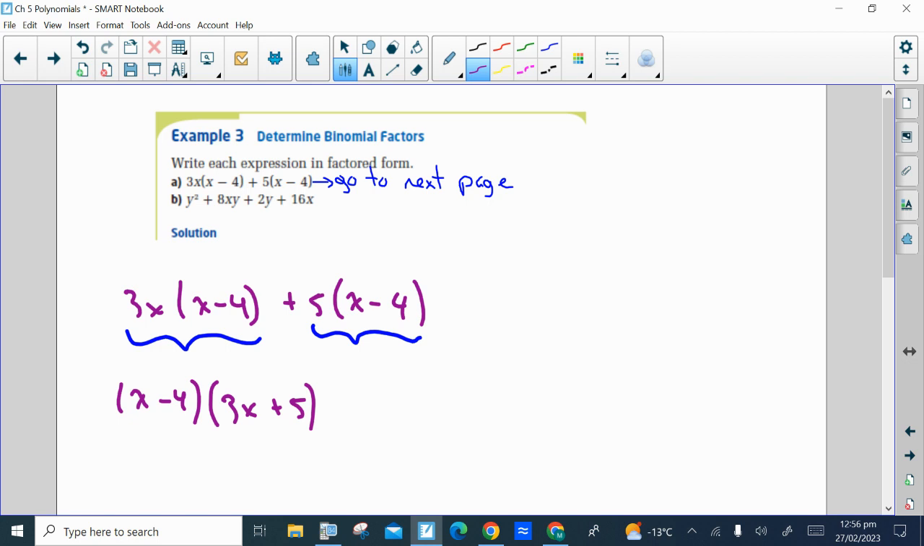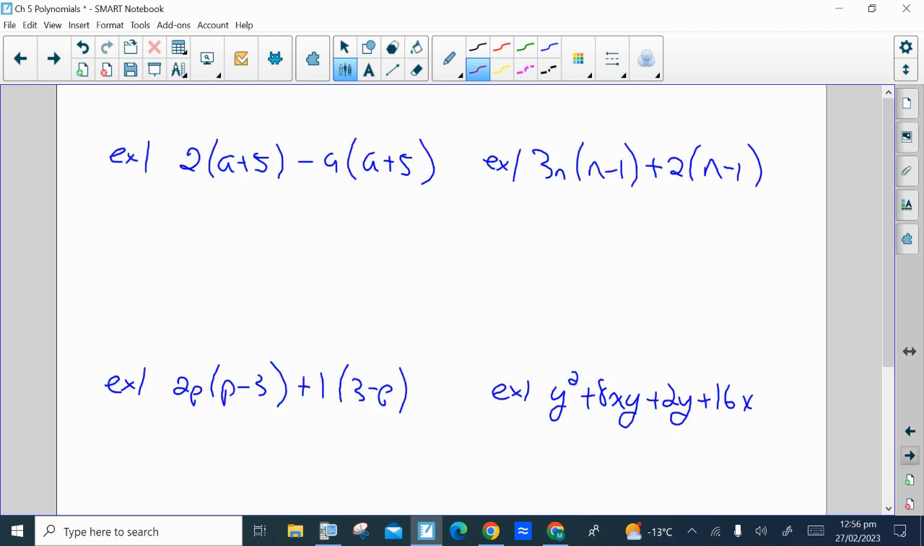Okay, Brody? So on the next page, there's some like that, where the common factor is a binomial.